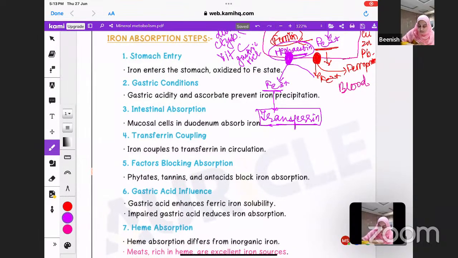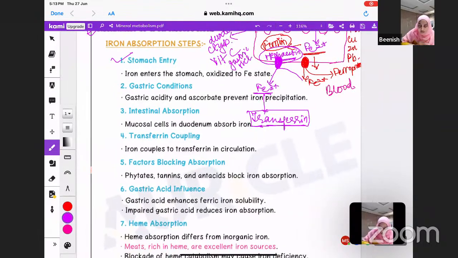So iron absorption, the various steps. First one, the stomach entry. The iron enters the stomach and it is oxidized. Followed by gastric conditions, your gastric acid and ascorbate, that is your HCl and your vitamin C. They prevent iron precipitation, that is, they help in iron absorption.